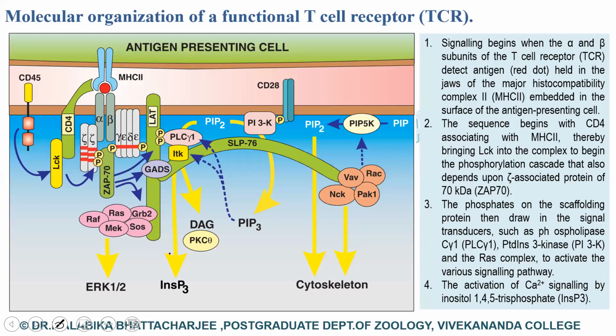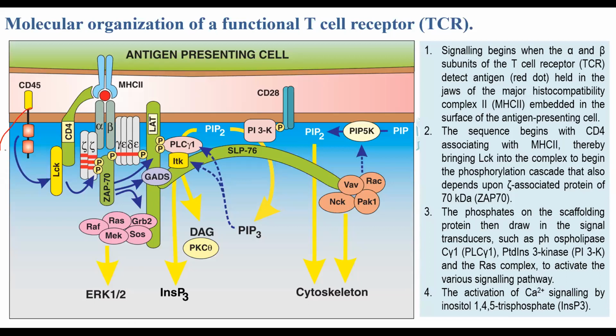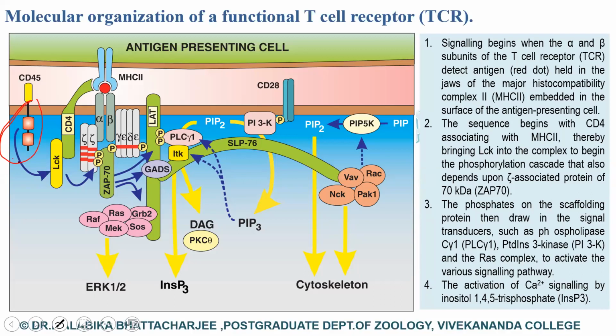That is the same picture. So you can see CD45. This is a very simplified picture. So CD45, LCK activation, ITAMs of CD3 activated, ZAP70 activated. You can see ZAP70 is phosphorylating multiple sites at LAT.